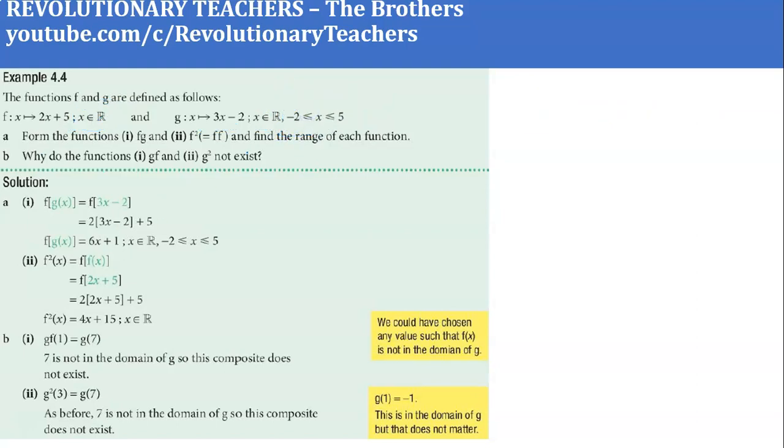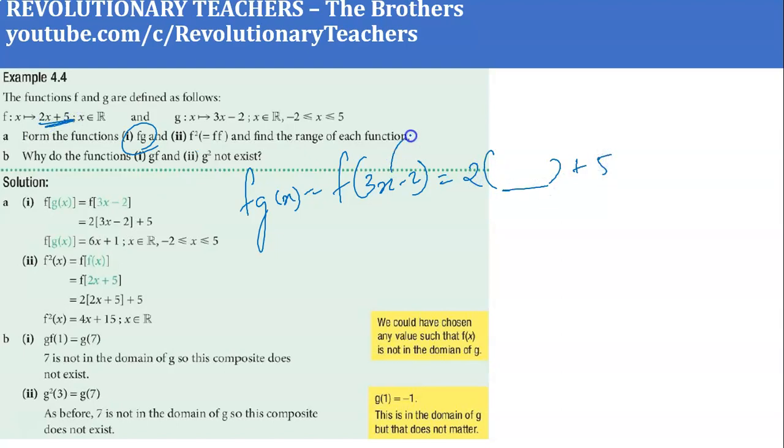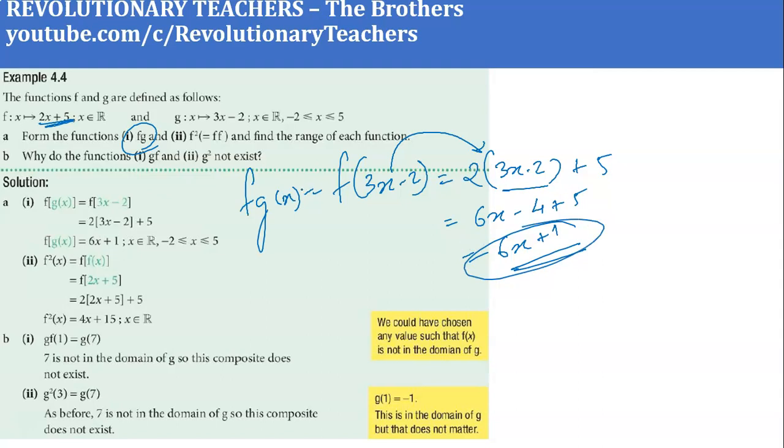Okay children, so I have to find f of g. f of g(x) means substitute the function g(x), which was 3x minus 2, in f. Now what was f? It was 2 into x plus 5. Now instead of x, I'll be substituting g over here. So 2 times (3x minus 2), that is 6x minus 4 plus 5, that is 6x plus 1. Now see children, f of g(x) will be dependent on g first.